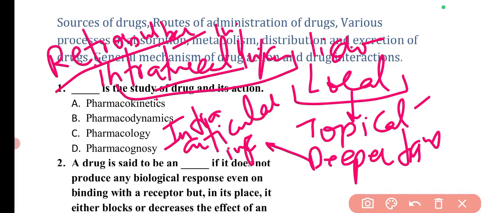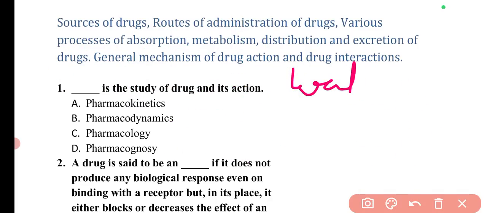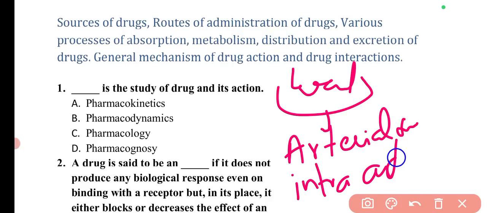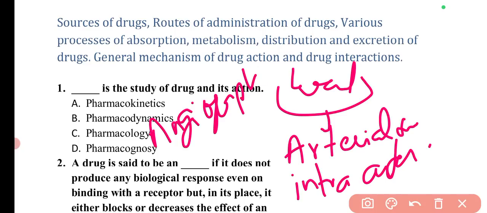Then there is another local route, that is the arterial supply. Basically, intra-arterial injections are used, and these injections are basically used for contrast medium in angiography, and also certain anti-cancer drugs can be infused in the femoral or brachial artery to localize the effect in limb malignancies.